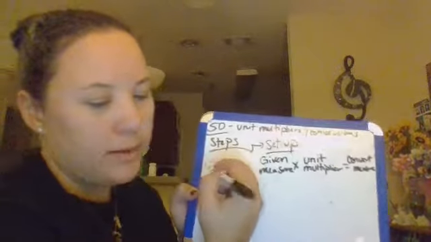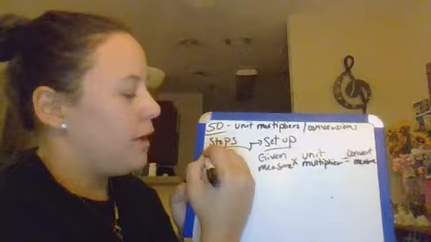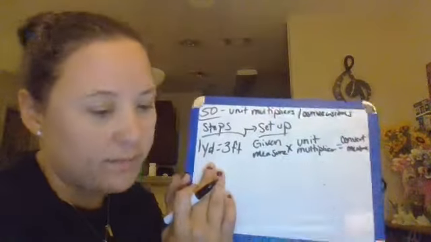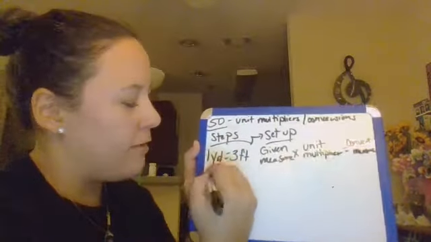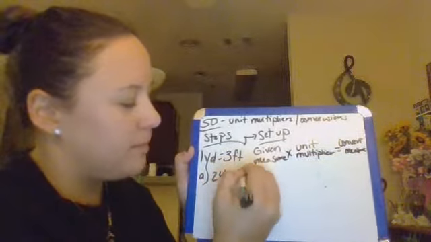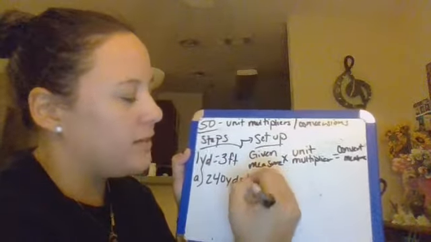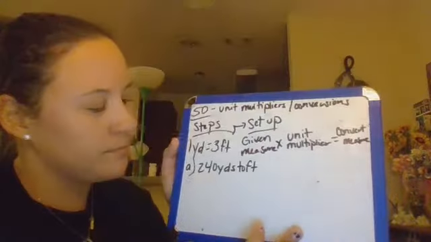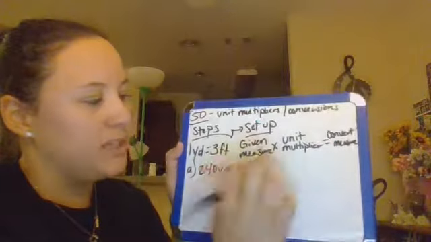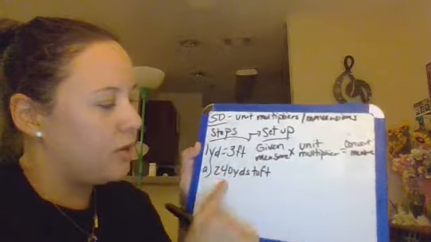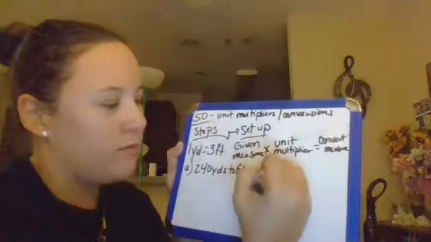Right. So then we already said we know that 1 yard is equal to 3 feet. So we're just going to leave that over there and do some problems with it. So the first one we have, we're given 240 yards and we need to convert it to feet. So 240 yards converted to feet. So we're going to use this equation to set it up. So our given measure is 240 yards. So we have 240 yards.